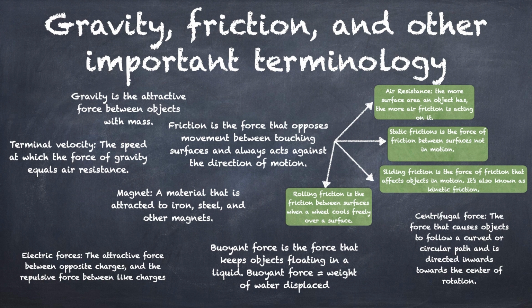Buoyant force is the force that keeps objects floating in a liquid. Buoyant force is equal to the weight of water displaced. Buoyant force is also called Archimedes' principle because a scientist named Archimedes discovered it. Let's say that you have a glass of water that's filled to the brim. If you place an object in the glass, some water overflows. The amount of water that overflows is the buoyant force.